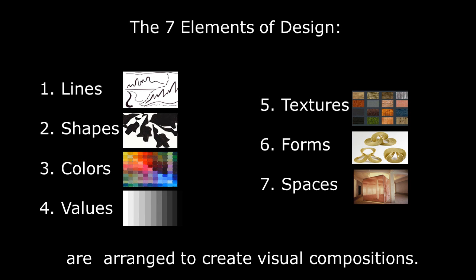Welcome to the Elements of Design. The 7 elements of design, lines, shapes, colors, values, textures, forms, and spaces, are arranged according to the principles of design to create visual compositions. They are referred to as formal elements because they are perceived through the senses as opposed to the informal elements that make up the subject of a composition.